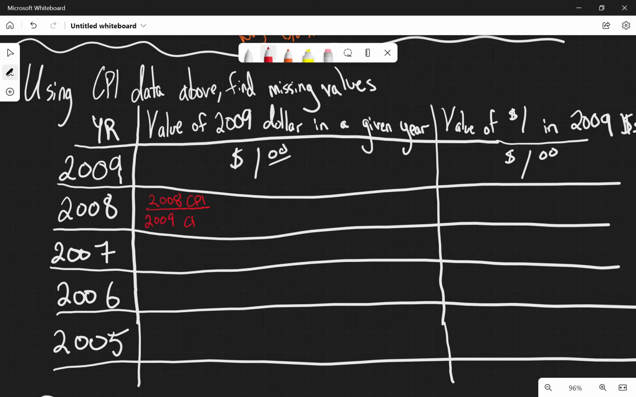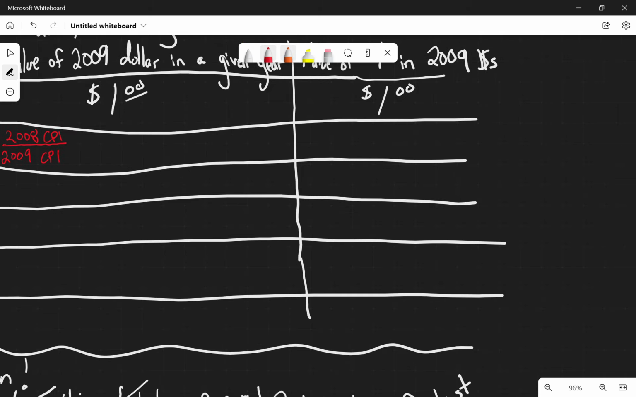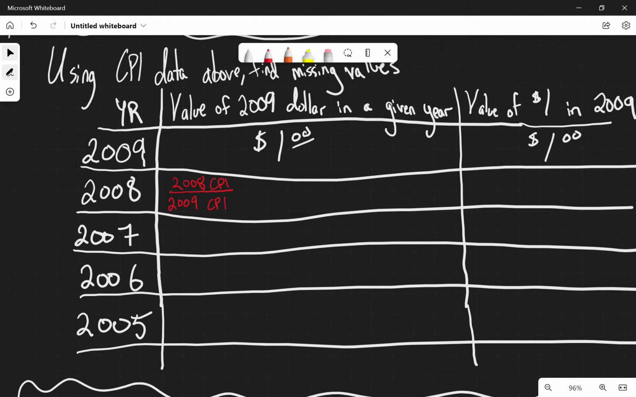So we have $2008, but in terms of... we have 2008 values, but in terms of $2009. And so we know what these numbers are from above, right? We know that the 2008 CPI is 210.228. We know that the 2009 CPI is 215.949. And so we end up with a dollar, that same dollar, if we back it up a year, is worth less.